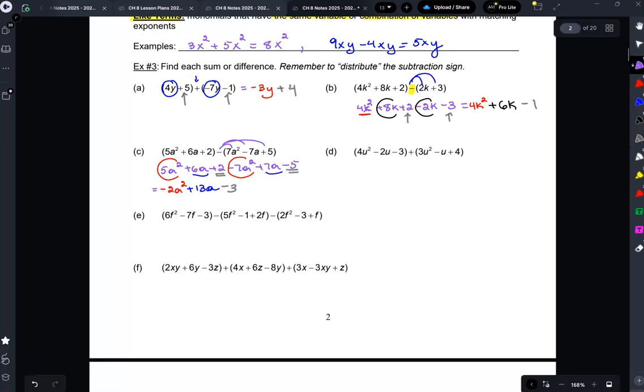Let's do this next one because I want to move past. So for this one has a plus in the middle. So I can just do it right off the bat. So does 4u squared have a like term? Yeah. 3u squared. Plus 3, so it's going to be 7u squared. Now, minus 2u minus u, negative 3u, right? Plus 1.